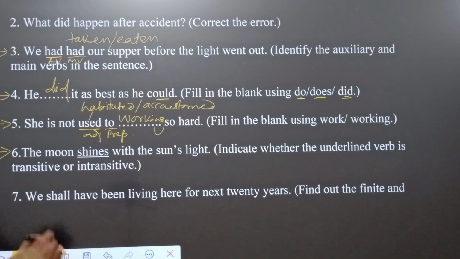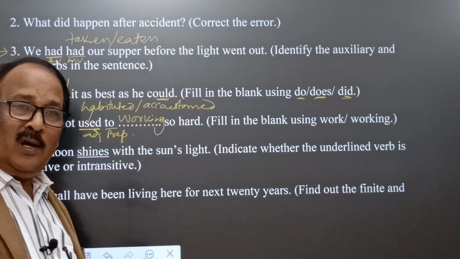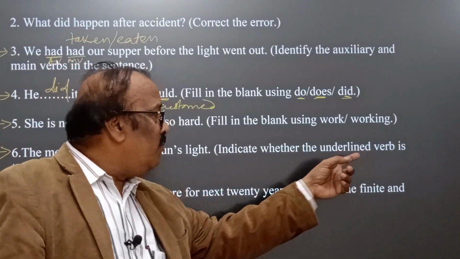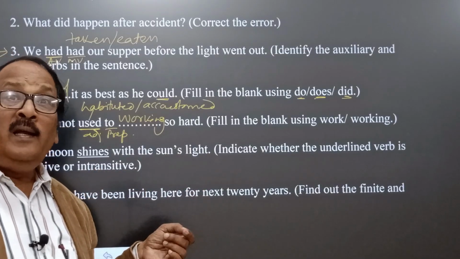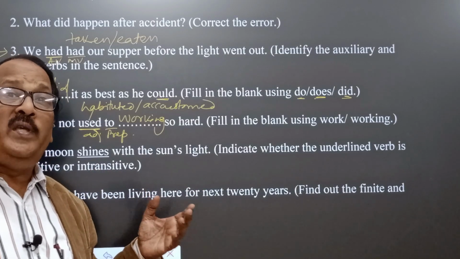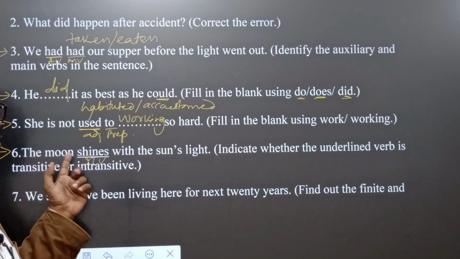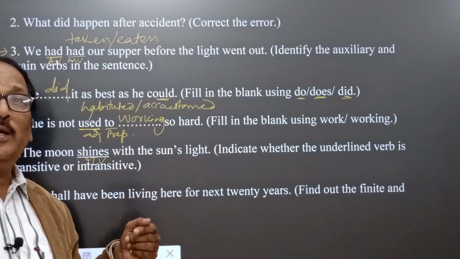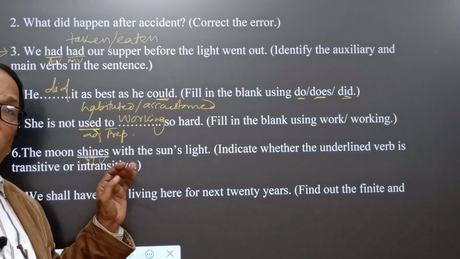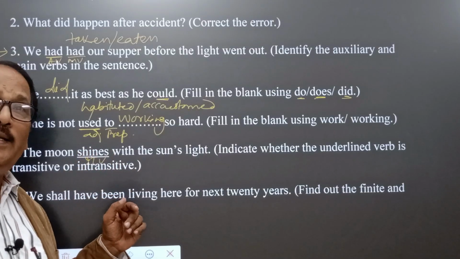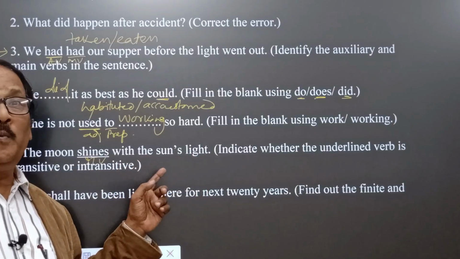Question number 6. The moon shines with the sun's light. It is very natural. Indicate whether the underlined verb is transitive or intransitive. We have already discussed that a transitive verb takes an object, but an intransitive verb doesn't take any object. The moon shines what? There is no answer. The moon shines whom? There is no answer. Therefore, it is proved that shines is the intransitive verb, and with the sun's light is the adverbial phrase.